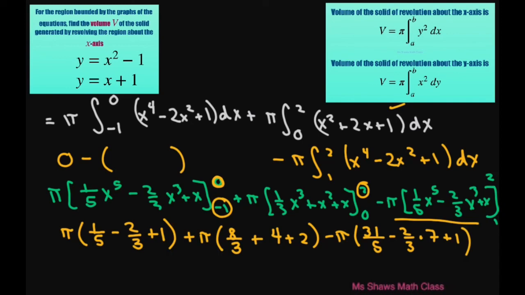All right, and I already did a lot of the math here. You can use your calculator if you want, but basically the common denominator is 15, so you get 100 divided by 15 pi, and that's going to equal 20 divided by 3 pi.